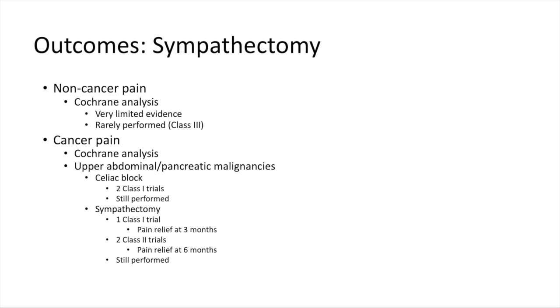Lastly, sympathectomy has been used to disrupt en passage fibers of pain-transmitting neurons, A delta and C fibers, which transit sympathetic ganglia, primarily the celiac ganglion in the retroperitoneum, which serves the pancreas and other viscera. A Cochrane systematic review on sympathectomy for non-malignant pain syndromes, specifically for neuropathic pain syndrome, was published in 2003.